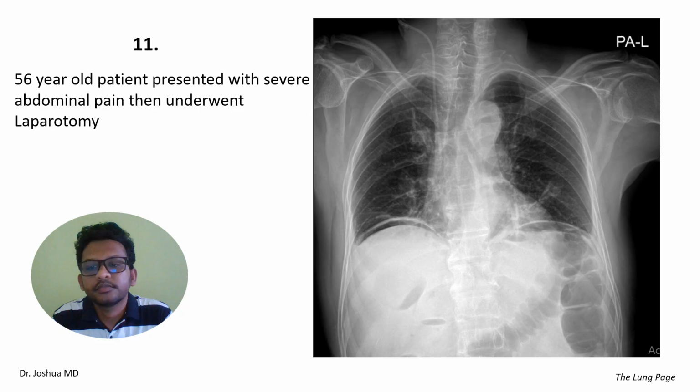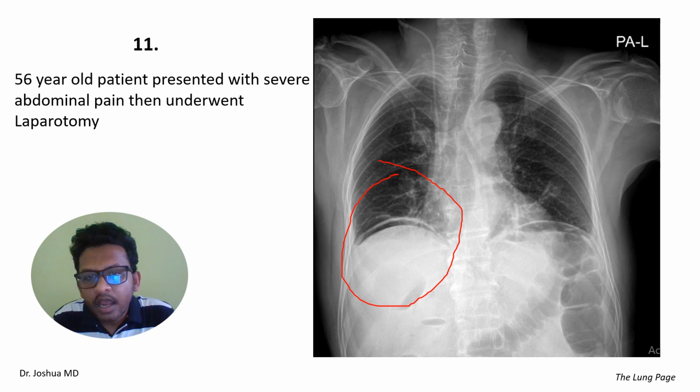Okay. Case number 11. A 56-year-old patient presented with severe abdominal pain and underwent a laparotomy. After the laparotomy, we took a chest X-ray. So we all know what the findings of this chest X-ray are. Very quickly, you can see here, under the diaphragm, there's gas. Under the diaphragm, this gas is there. This is called air under the diaphragm.